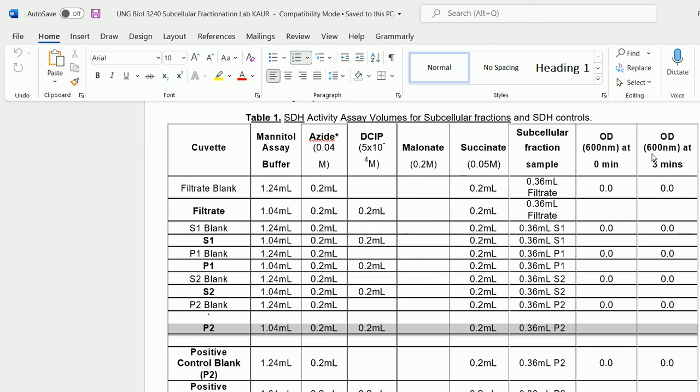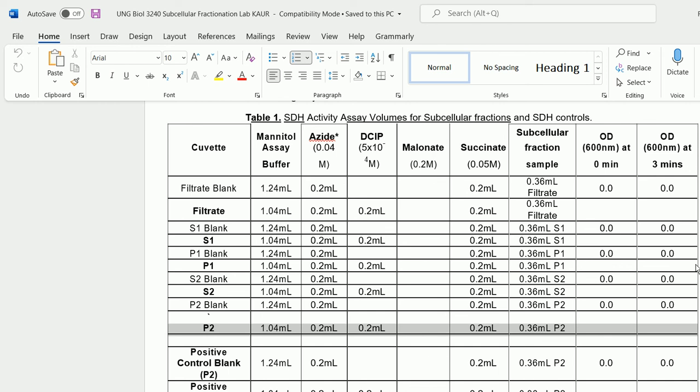Now what is DCIP? It's an artificial electron acceptor. So from where is it accepting the electrons? Because we have used sodium azide. Sodium azide is going to block the flow of electrons to the electron transport chain. Instead of electrons going to the electron transport chain and eventually going to oxygen, the electrons will be accepted by DCIP, which is the artificial electron acceptor.